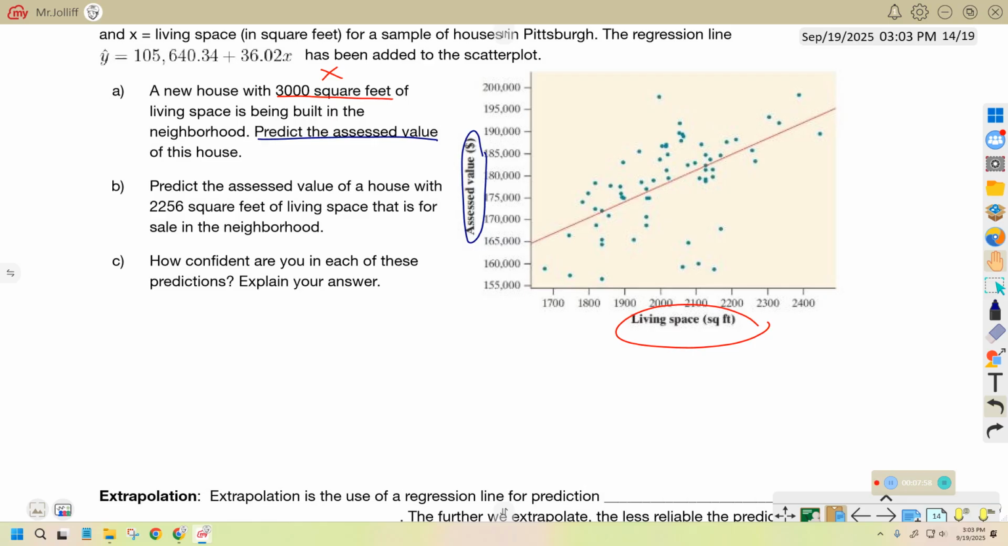I'm going to give you about 60 seconds. I want you to talk to your neighbor. Given that x value, how am I going to make a prediction for my y value?